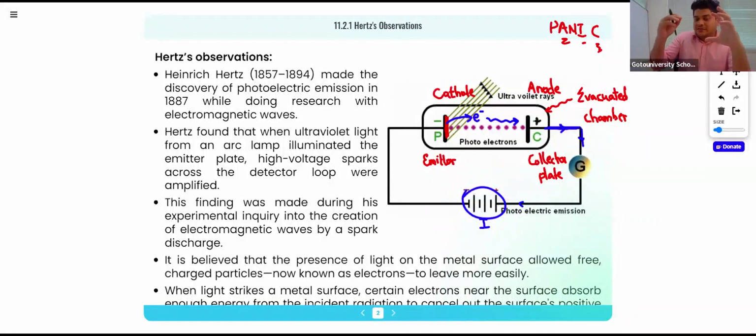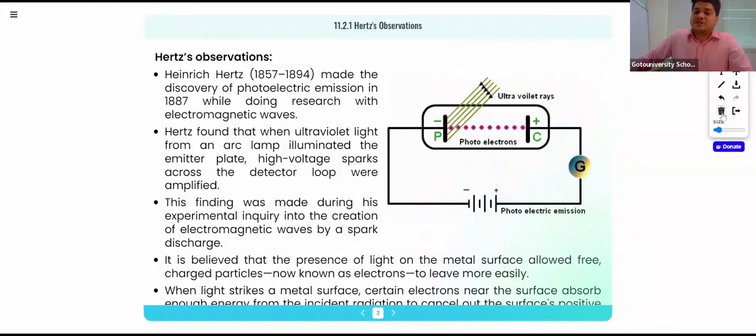When suitable light falls on the cathode plate, there will be emission of electrons, which will get to the anode plate, and from there move to the galvanometer. The galvanometer will show a deflection, and the remaining current will go to the battery. This was the Hertz observation.